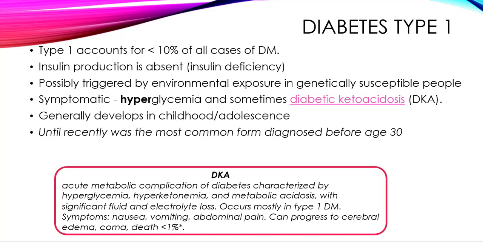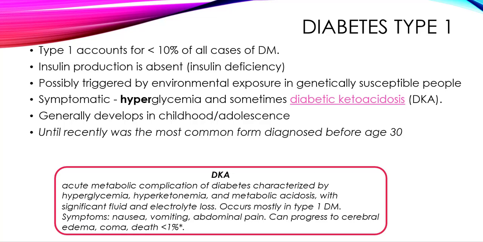Okay, another type of diabetes is diabetes type 1. And diabetes type 1 is not as common as diabetes type 2. Type 1 accounts for only less than 10% of all the cases of diabetes. As I said, like with all types of diabetes, there is an issue with having too much sugar in the blood. And the reason for that in type 1 diabetes is because insulin is not being produced by the pancreas.